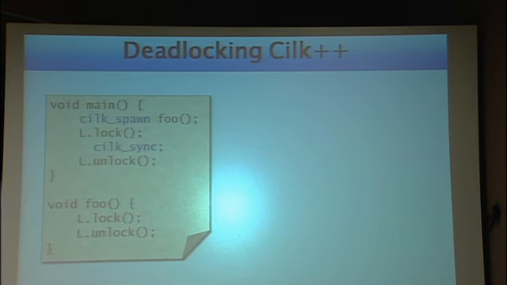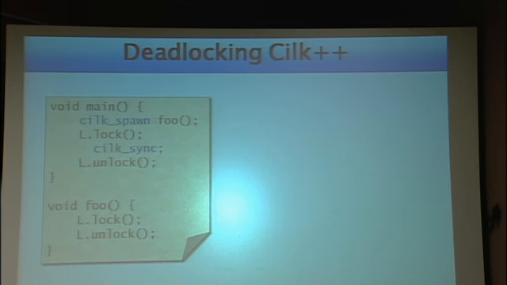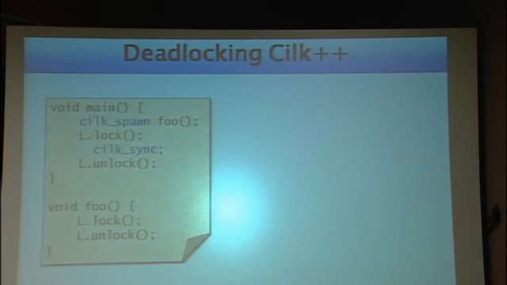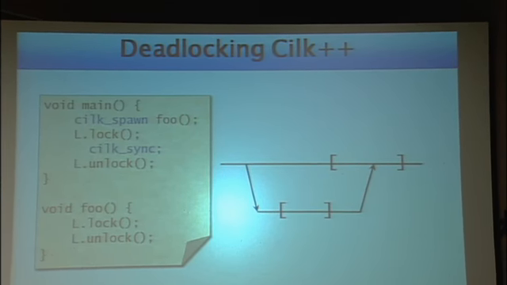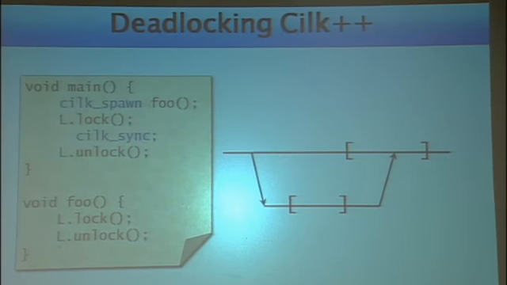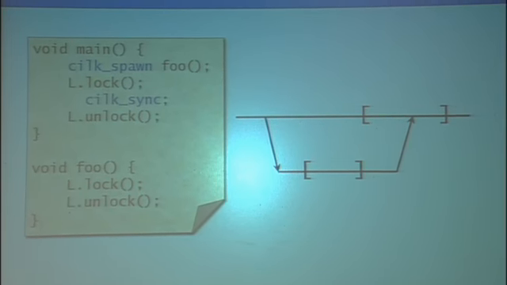So what can go wrong here? Notice, by the way, this is only one lock, L. There's not two locks. So you can deadlock Cilk by just introducing one lock. Here's sort of what's going on. Let this be the main thread, and this be foo. And this will represent a lock acquire, and this is a lock release.